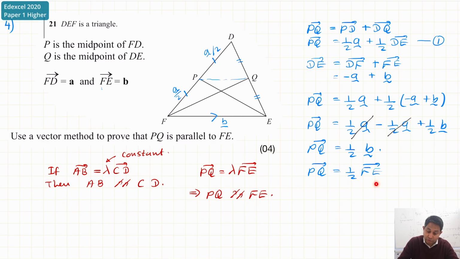You can see, as you expected, we have a result something like this. Here lambda is half. Therefore, now you can say that line PQ is parallel to line FE.